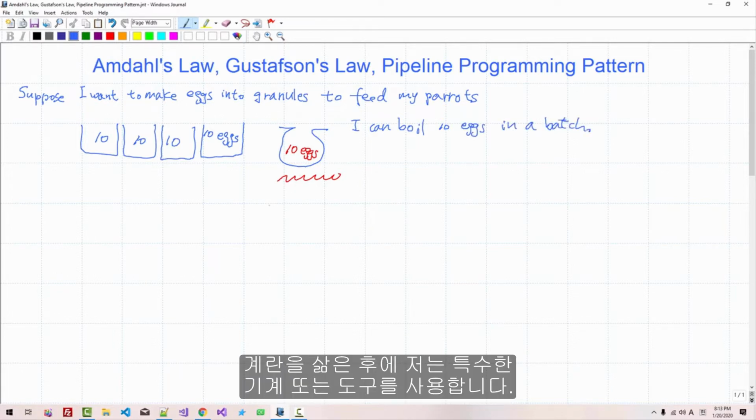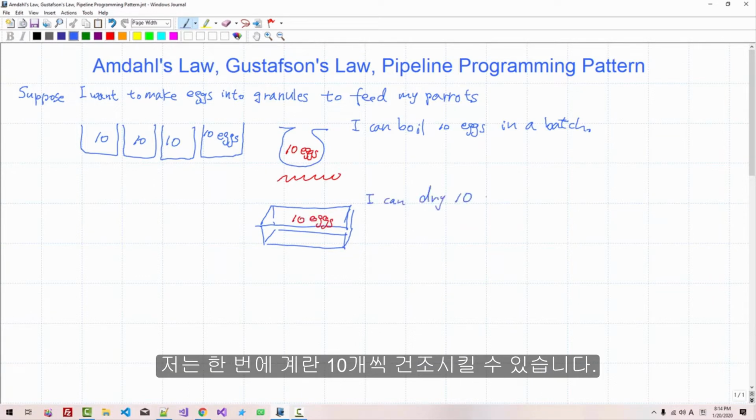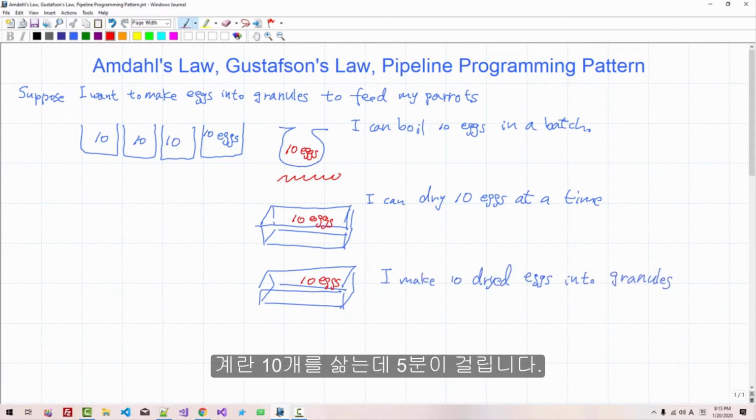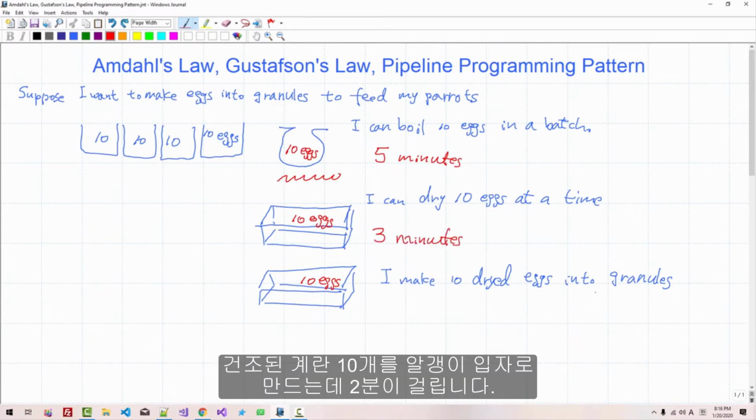After boiling eggs, I use some special machine or instrument. This instrument can dry 10 eggs. I can dry 10 eggs at a time. Then using another machine with 10 eggs, I make 10 dried eggs into granules. To boil 10 eggs, it takes 5 minutes. To dry 10 eggs, it takes 3 minutes. To make 10 dried eggs into granules, it takes 2 minutes.